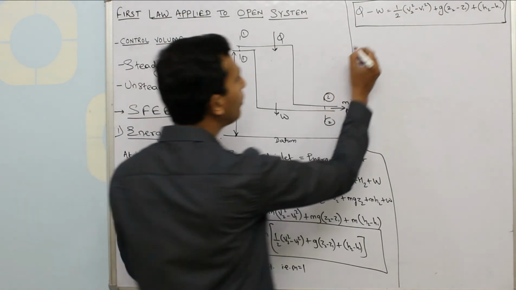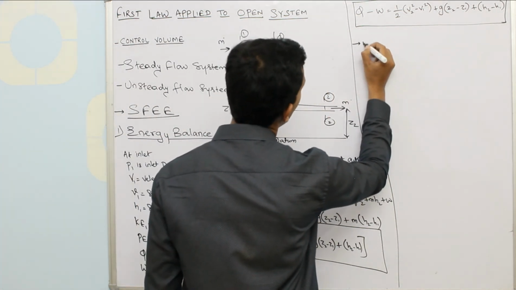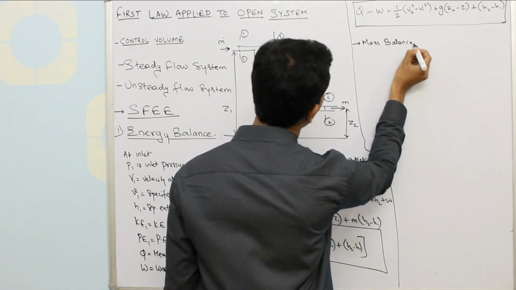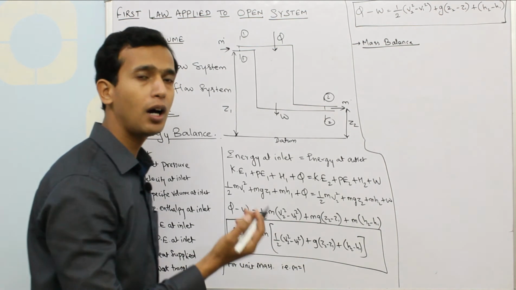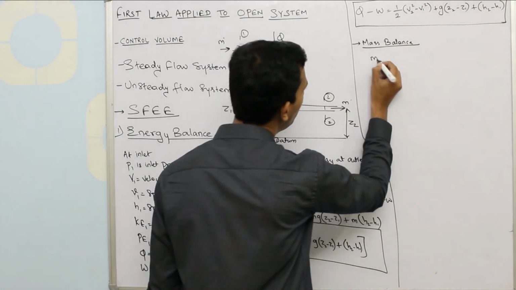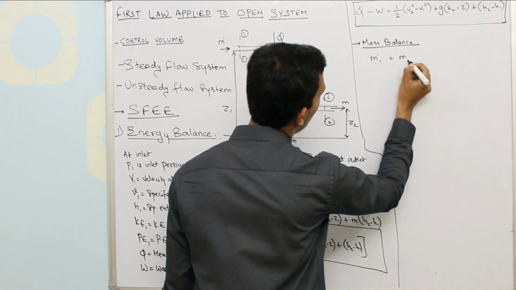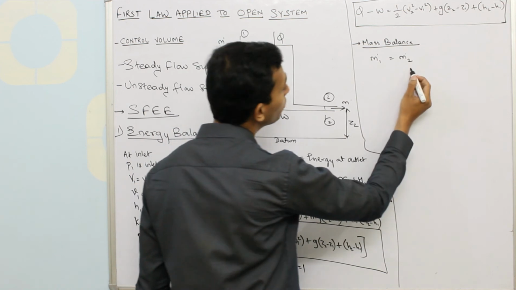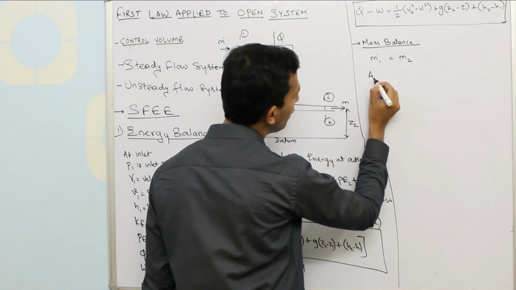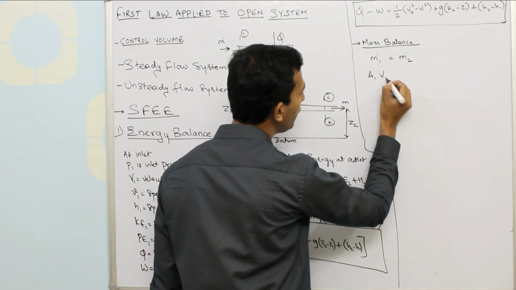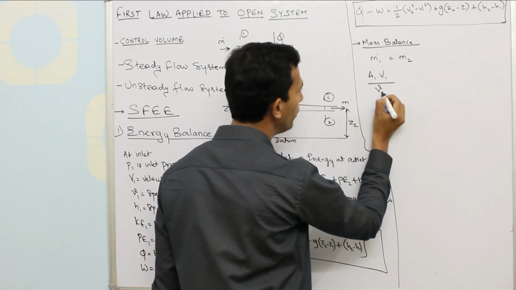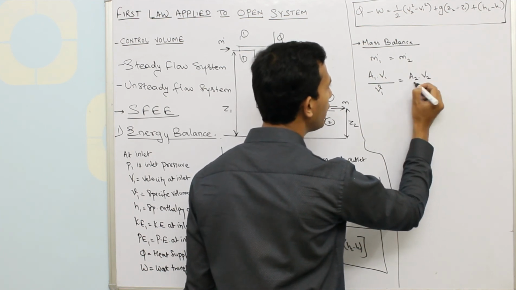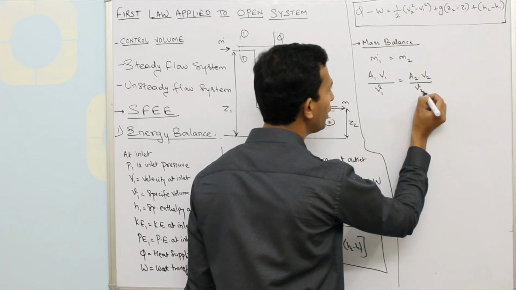Now if we are talking about mass balance, the equation on the basis of mass balance. So what's the difference? When I say mass at inlet and outlet, the flow rate is not changing, so m dot 1 is equal to m dot 2. This means area at inlet into velocity at inlet divided by specific volume at inlet is equal to area at outlet into velocity at outlet divided by specific volume at outlet.